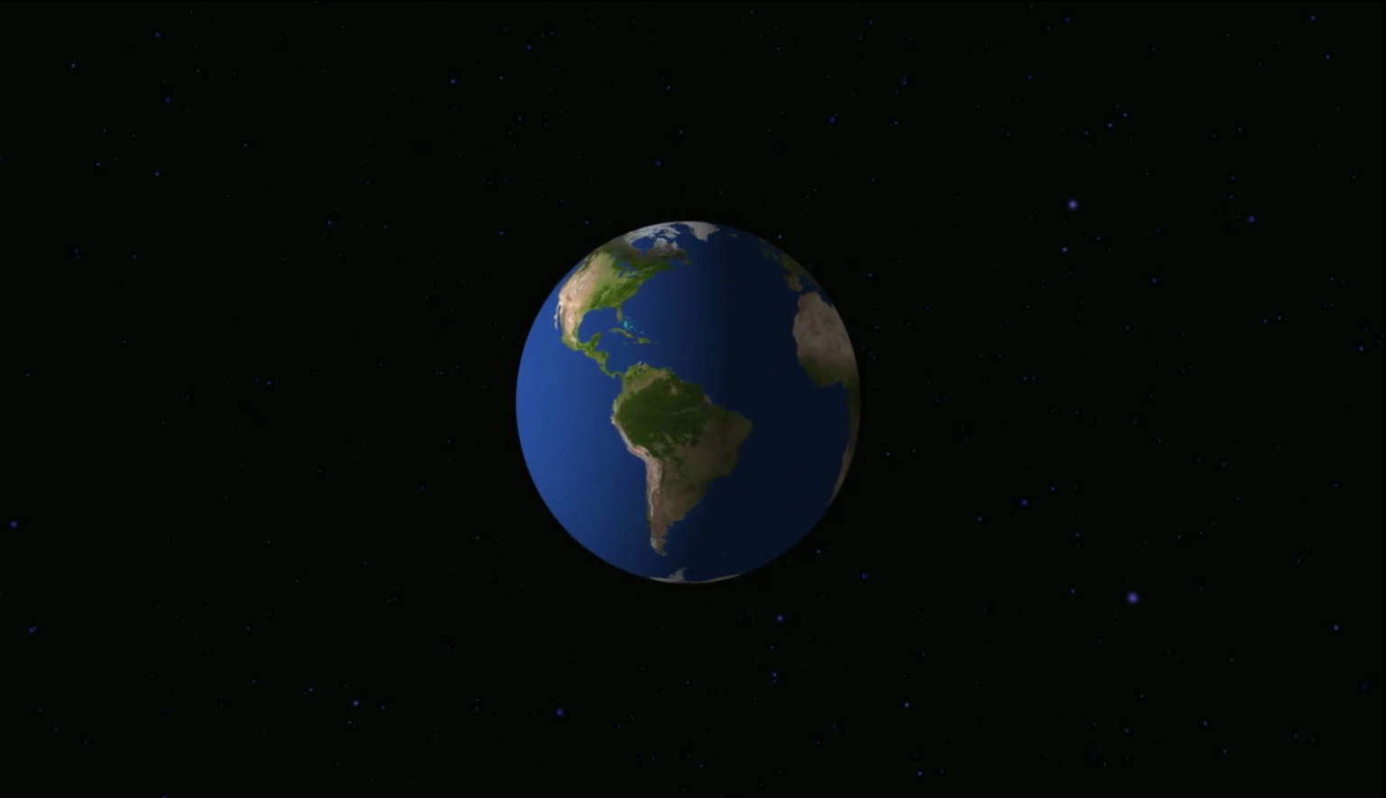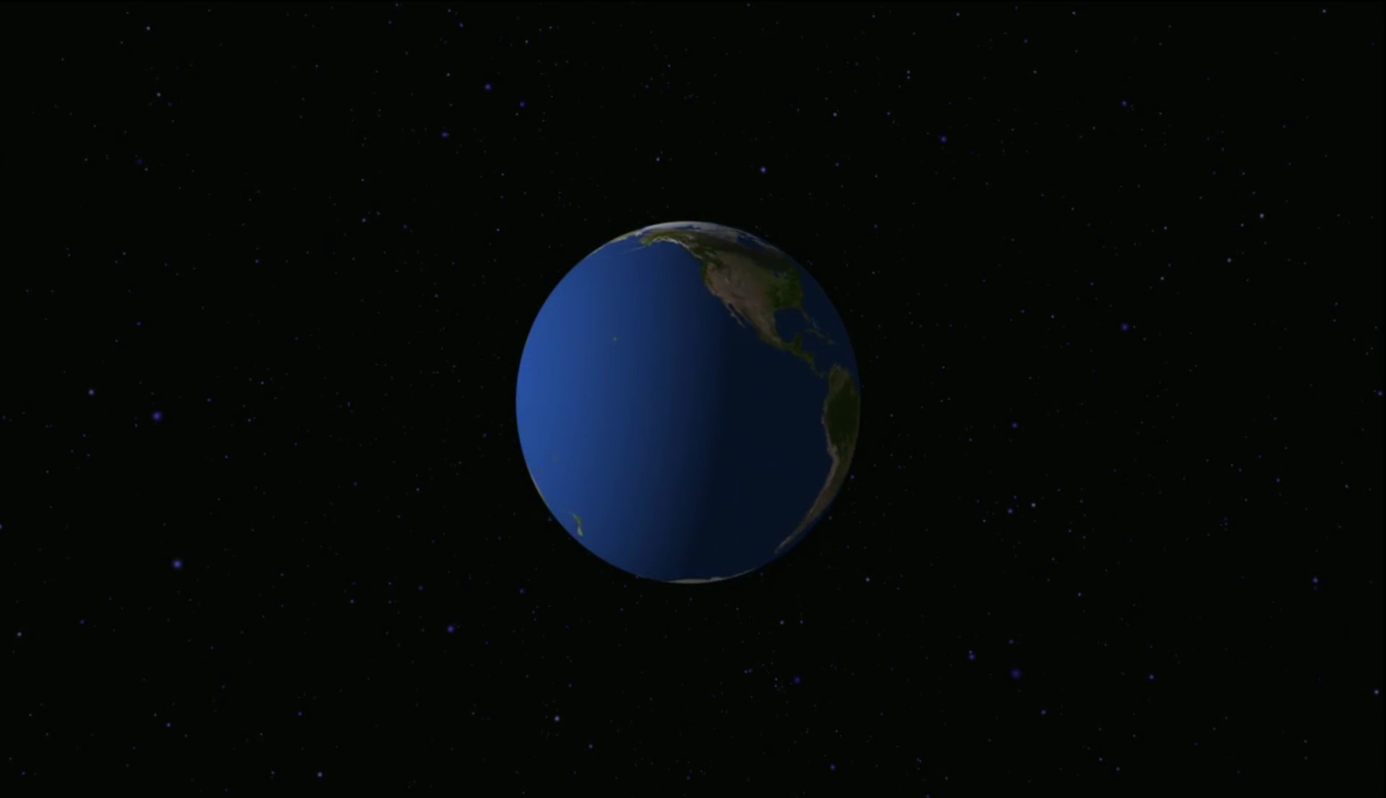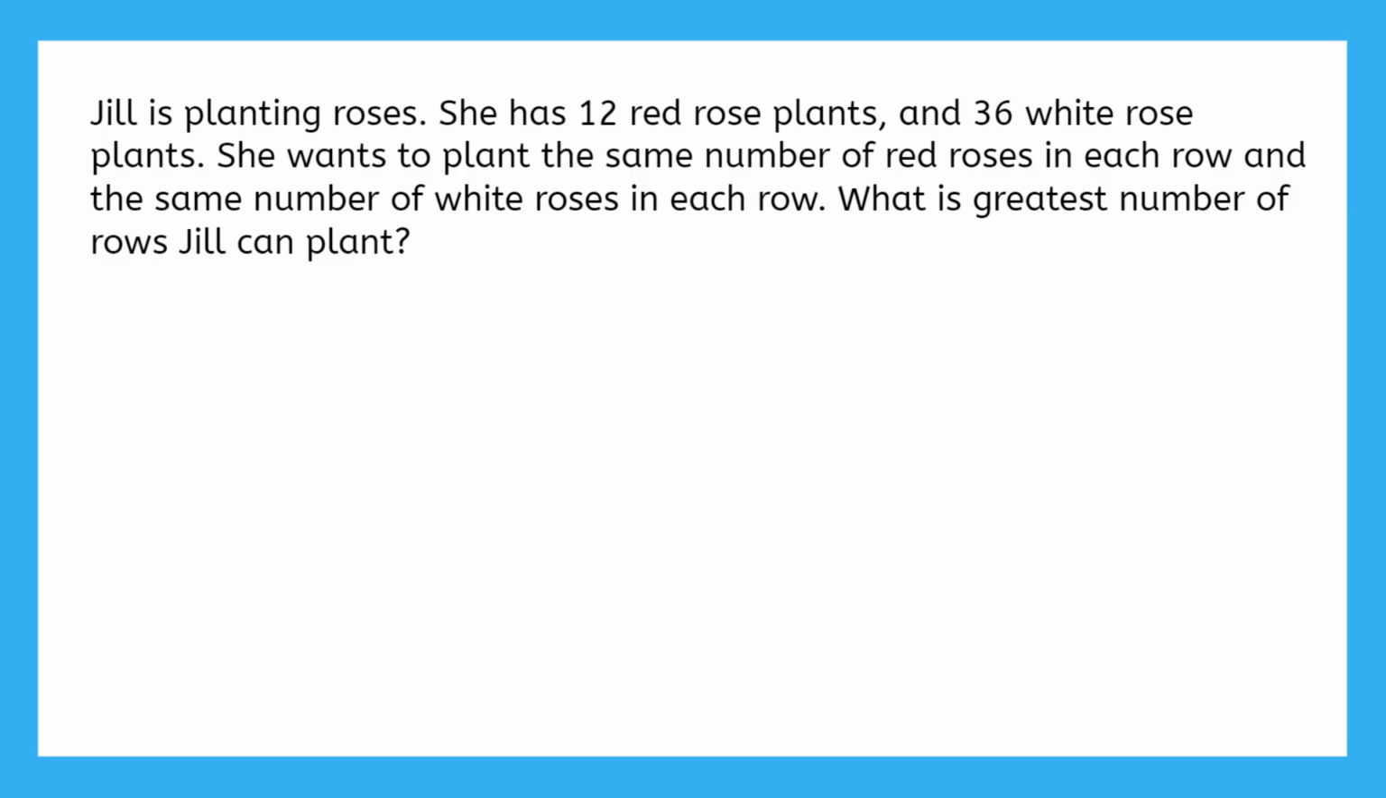Now let's see an example of the greatest common factor solving real-world problems. Jill is planting roses. She has 12 red rose plants and 36 white rose plants. She wants to plant the same number of red roses in each row and the same number of white roses in each row. What is the greatest number of rows Jill can plant? What does that sound like? Yeah, that sounds like the greatest common factor. So this is asking us, what's the greatest common factor of 12 and 36?